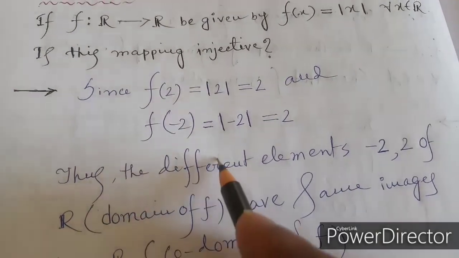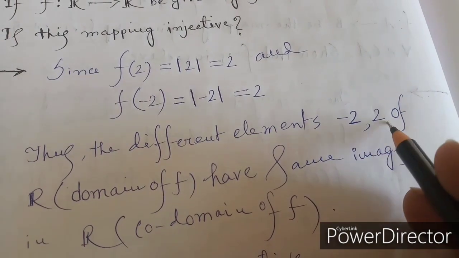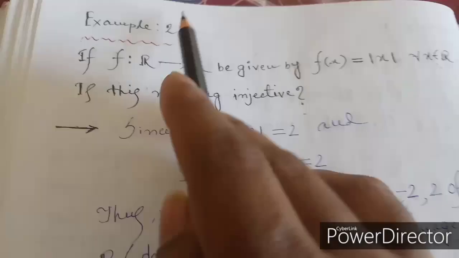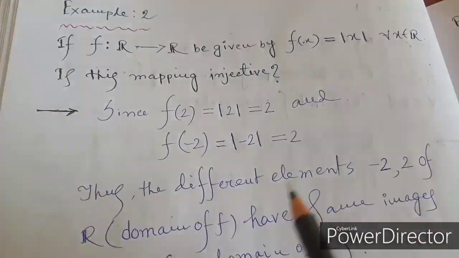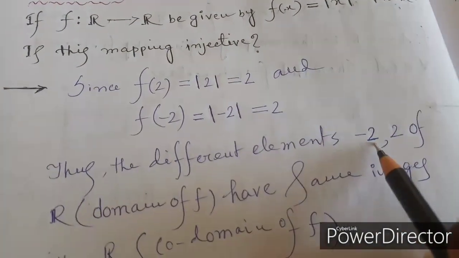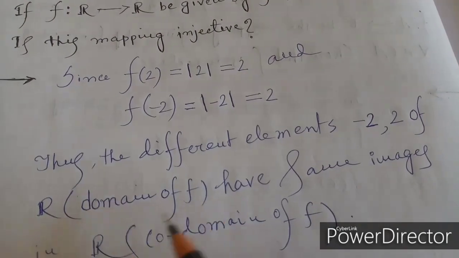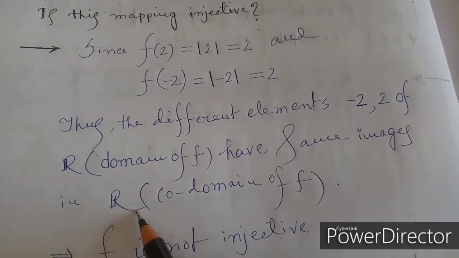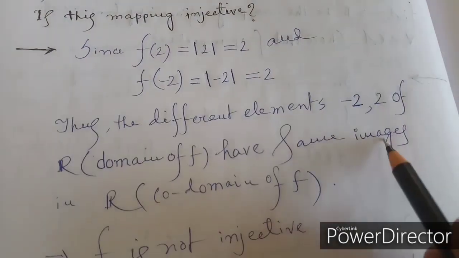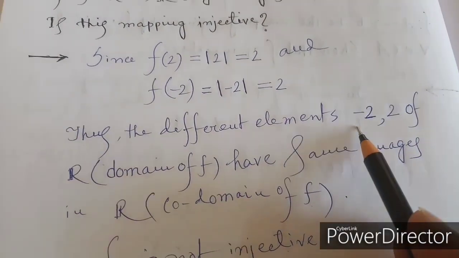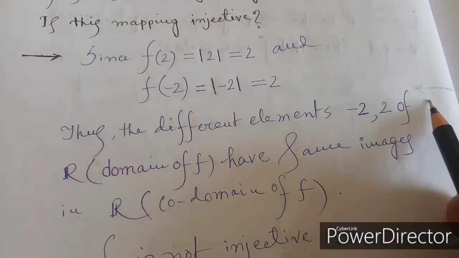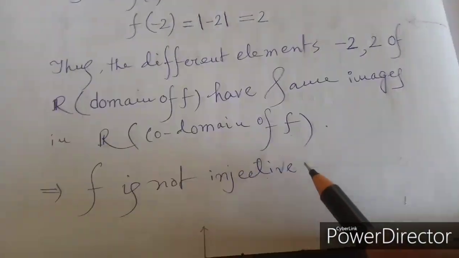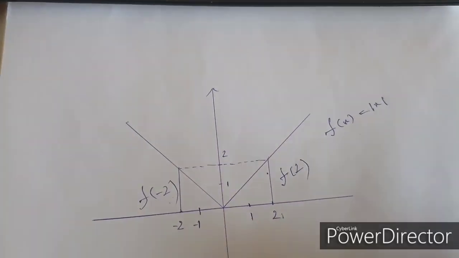Thus the different elements -2, 2 of R, that means this R is the domain of f, got it? So the different elements -2, 2 of R, domain of f, have the same images in R, that is this R is the codomain of f, and the image is 2. So different elements -2 and 2 have the same image 2. So it's not injective according to the definition.